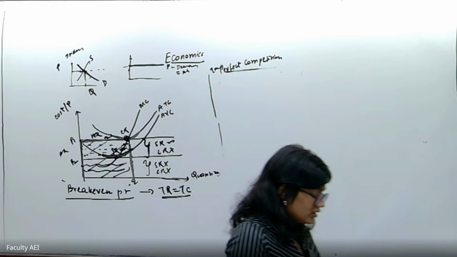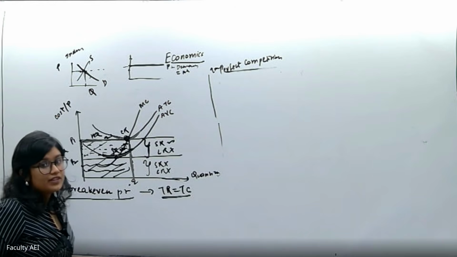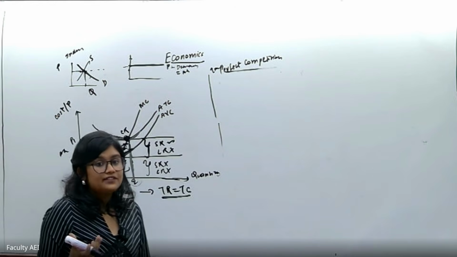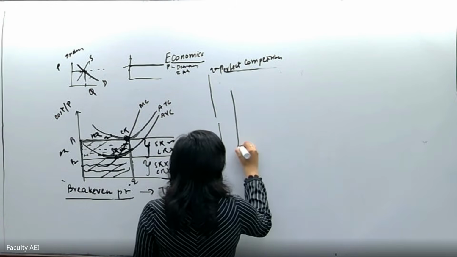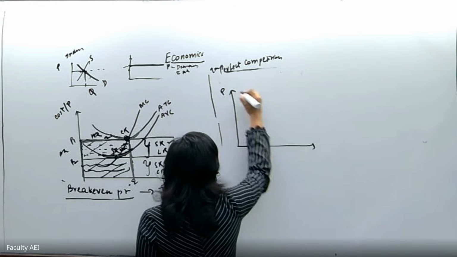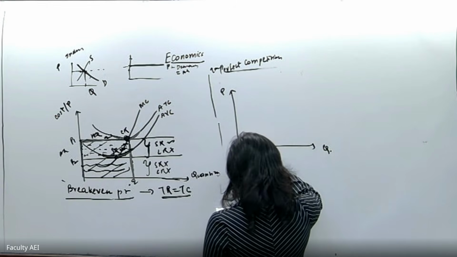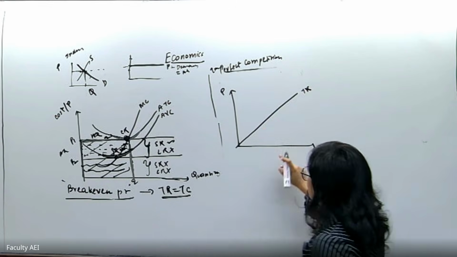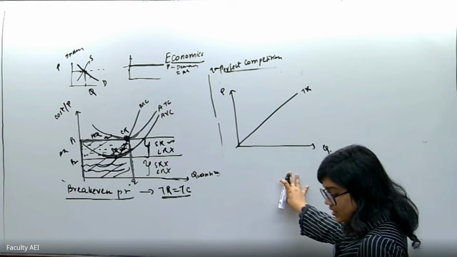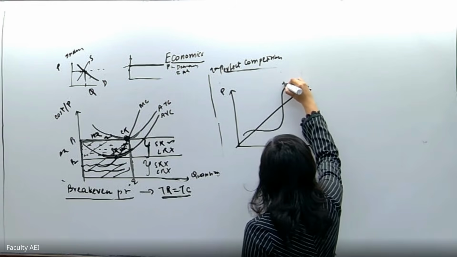So here, instead of defining our conditions in respect of average revenue, we'll be defining our conditions in respect of total revenue itself. So this would be my price, this would be my quantity. This is total revenue. Why? Because as price keeps on increasing, total revenue will increase. This is total revenue. This is total cost.